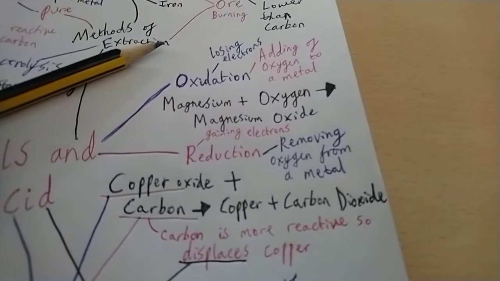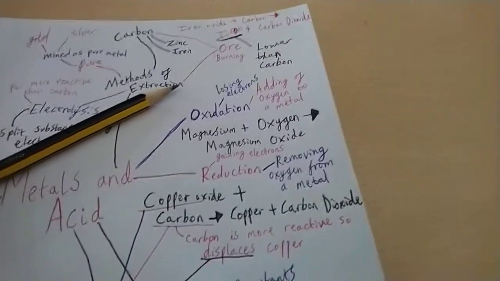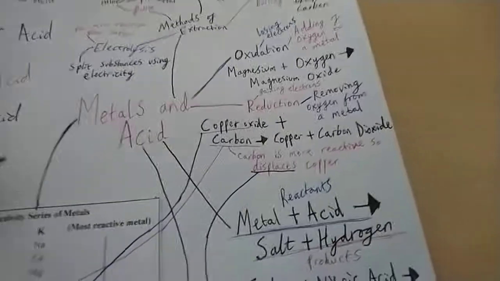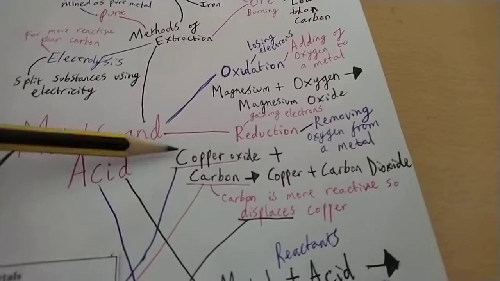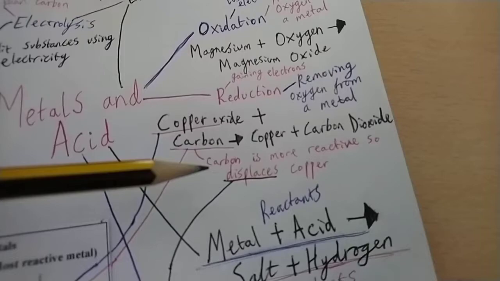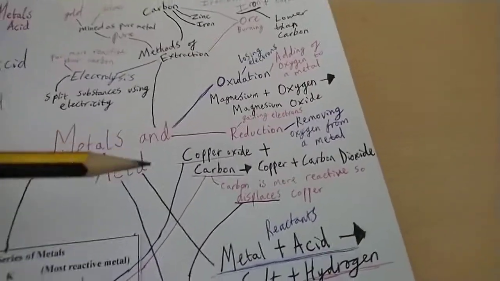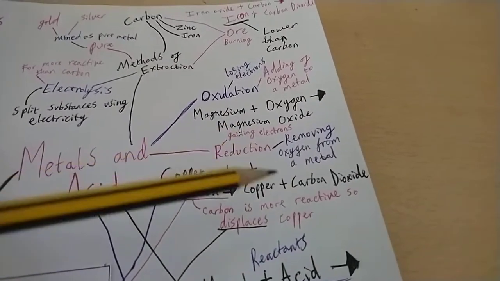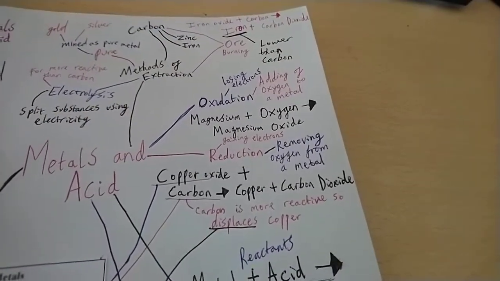So reduction is the gaining of electrons, and it happens when you remove oxygen from a metal. So this can happen when you use a stronger thing on here, such as carbon. So you'd say copper oxide plus carbon turns into copper plus carbon dioxide. Carbon is more reactive, so it displaces copper. That's how it works. So reduction is basically if you're removing oxygen, so you're taking the oxygen away by combining the oxygen with the carbon instead.